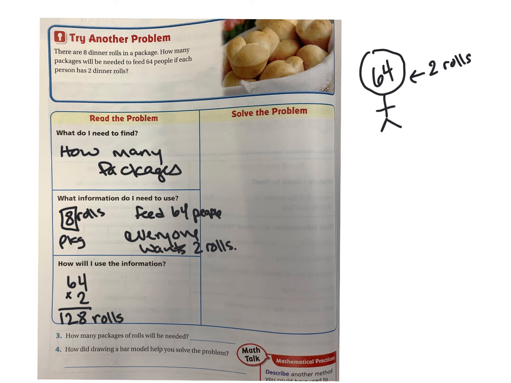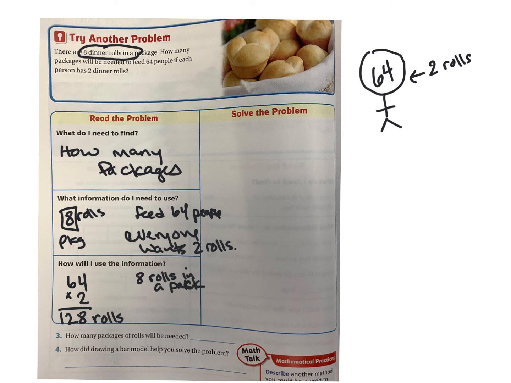Now, I don't have to go to the store and buy 128 different packages. That was the next piece of information. In one package, there's 8 rolls. So in one package, 8 rolls in a pack. Pack was not spelled right. There we go. P-A-C-K, pack.